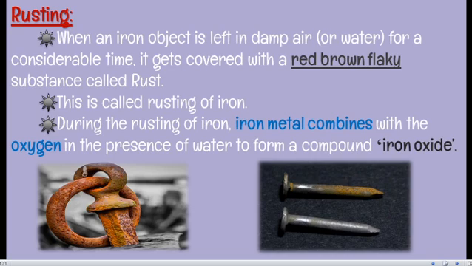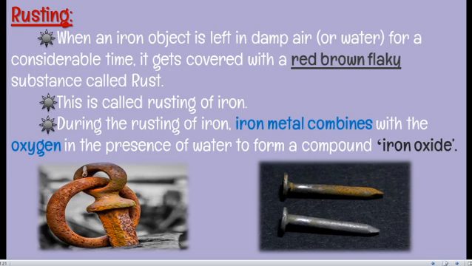So we had seen what is rusting. When an iron object is left in damp air for a considerable time, it gets covered with a red brown flaky substance that is called rust. That is, we are keeping an iron object in damp air. Damp air means moist air. It contains water vapor. Or we keep it in normal water. For a particular period of time, it gets covered with reddish brown substance. We can see this through this picture. That reddish brown substance is called rust, and the process is called rusting of iron.